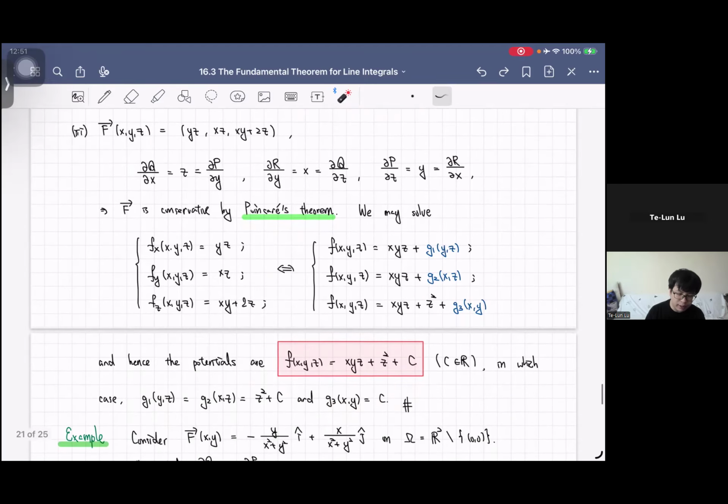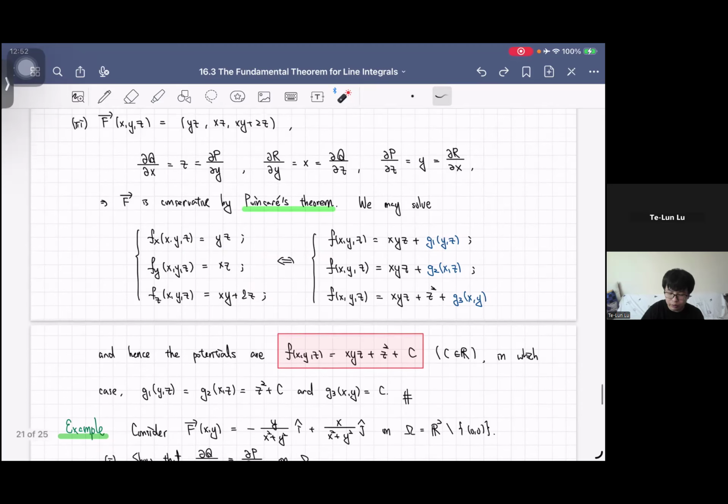So we see that we require fx to be yz, fy to be xz, and fz to be xy plus 2z. So by doing the partial integration, we see that f of xyz is given by xyz plus some constant with respect to x, meaning that it is any function with respect to y and z. The same thing happens for the latter two terms. You get xyz plus g2 of xz, and then xyz plus z squared plus g3 of xy.